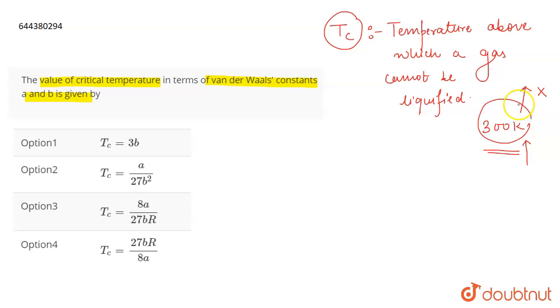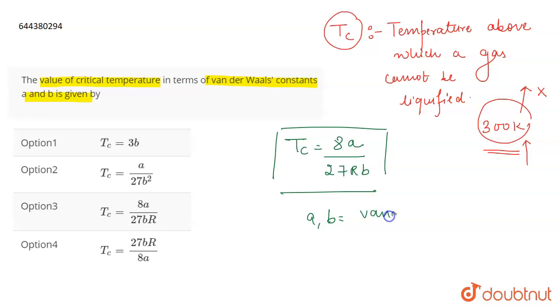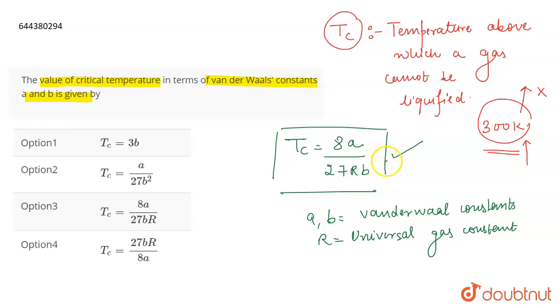Okay, now if we talk about the mathematical formula for critical temperature, it is given as 8A divided by 27RB, right? Now here, A and B represent the van der Waals constants, and R is the universal gas constant. So 8A upon 27RB is the correct expression for the critical temperature, which is given in option number 3. And option number 3 is going to be the correct answer for the question.